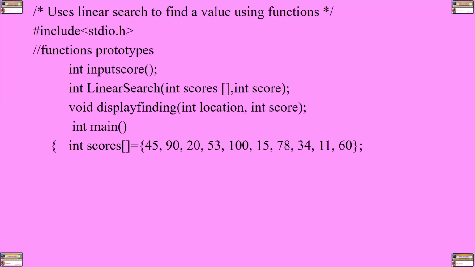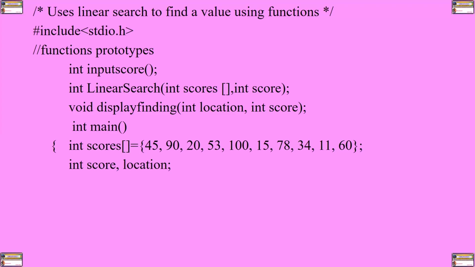So all these 10 elements will be stored in a memory location with the same name, scores, and that memory location is supposed to hold values of type integer, and then it is being initialized with the following values: 45, 90, 20, 53, 100, 15, 78, 34, 11, and 60. This is simply a one-dimensional array because our 10 elements are simply enclosed in the opening brace and the closing brace.